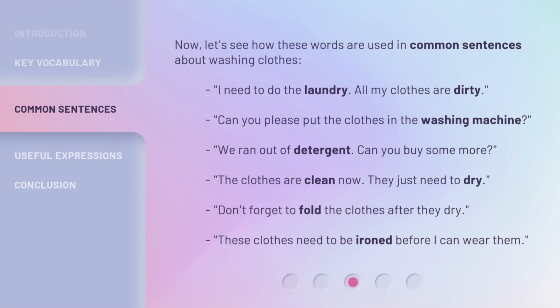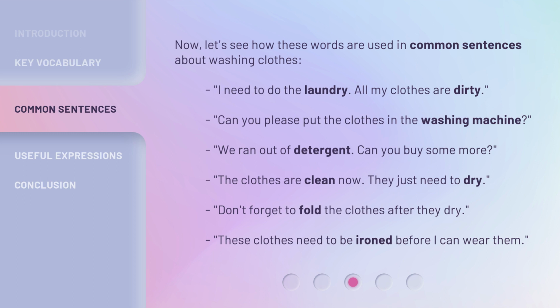Now, let's see how these words are used in common sentences about washing clothes. I need to do the laundry. All my clothes are dirty. Can you please put the clothes in the washing machine? We ran out of detergent. Can you buy some more?